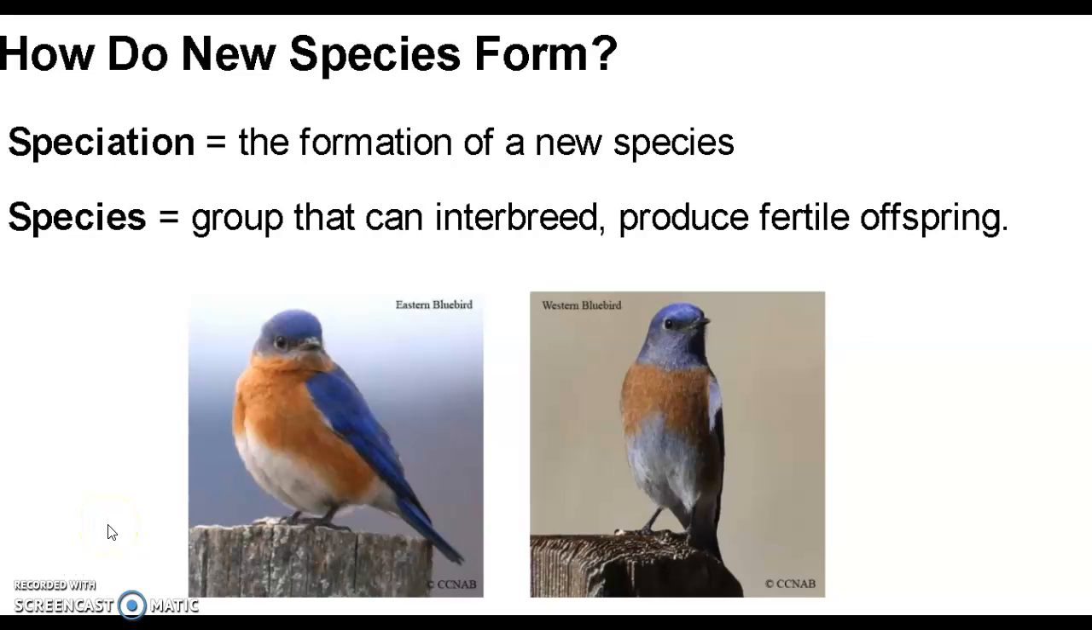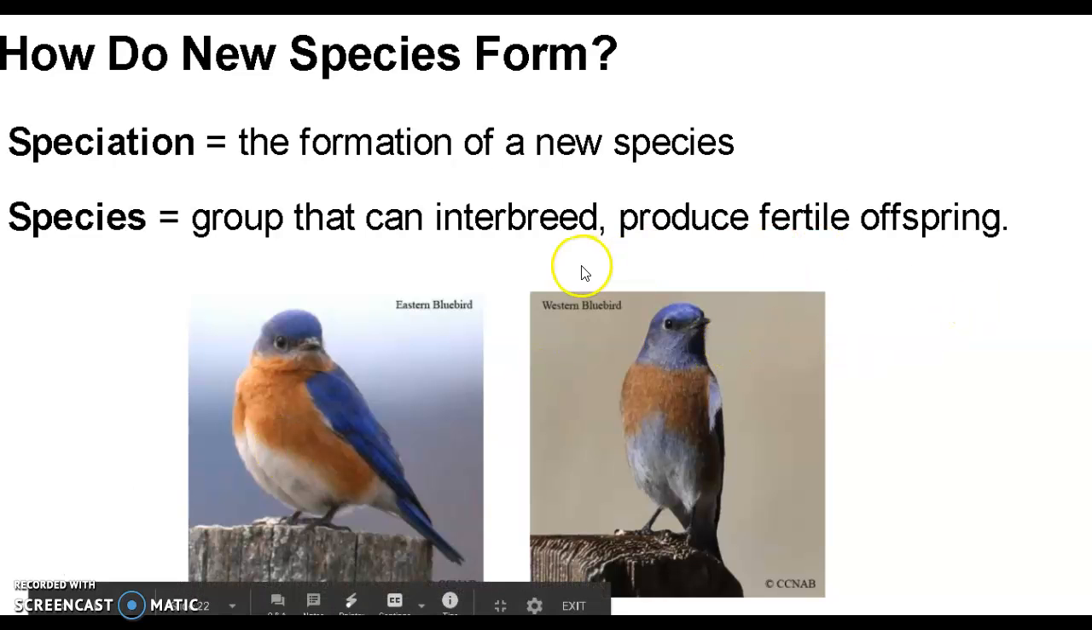Hello everyone. Today we're going to be learning about how new species form, or in other words, speciation, how it happens. So what is a species? A species is a group of animals that can interbreed and produce fertile offspring. And the key thing there is that they're able to produce fertile offspring.